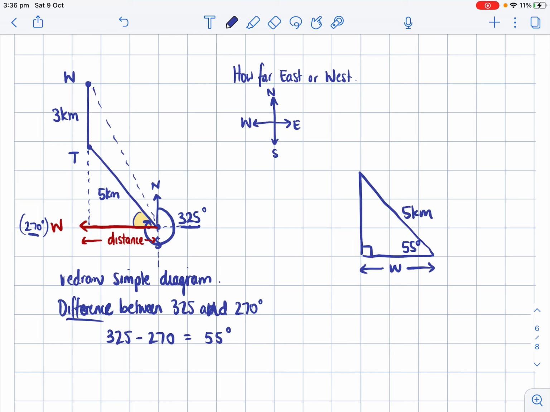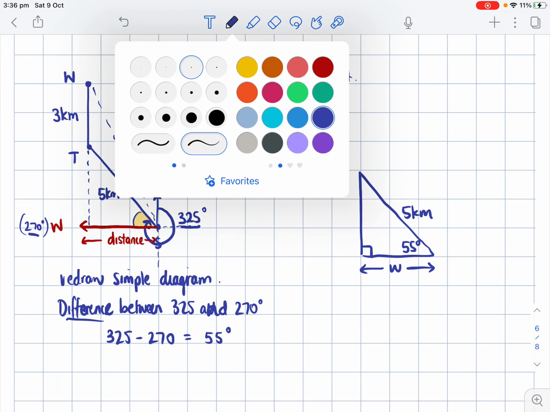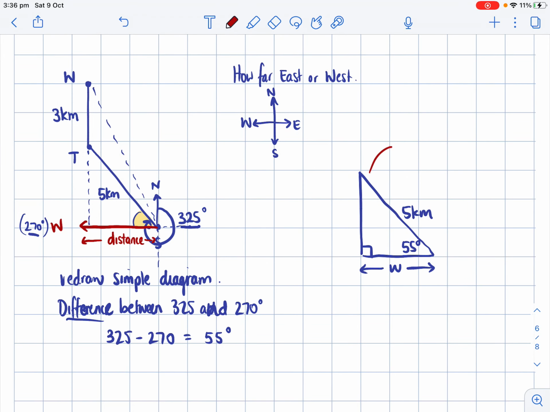So by doing that analysis, stopping and thinking, well, what extra information can I put on my diagram? All of a sudden, I've created a simple right angle triangle. And because it's a right angle triangle, I can think that I'm going to use SOHCAHTOA. So label the sides. This is the hypotenuse. This is the adjacent.